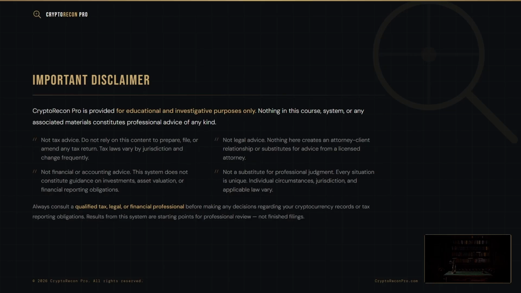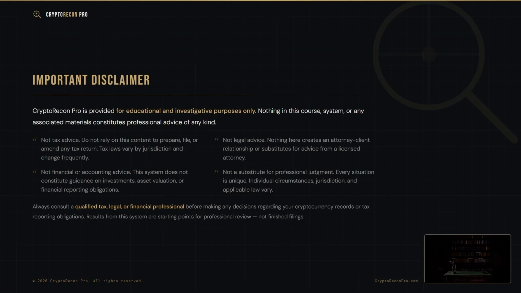Tax laws vary by jurisdiction and change frequently. Not legal advice. Nothing here creates an attorney-client relationship or substitutes for advice from a licensed attorney. Not financial or accounting advice. This system does not constitute guidance on investments, asset valuation, or financial reporting obligations.